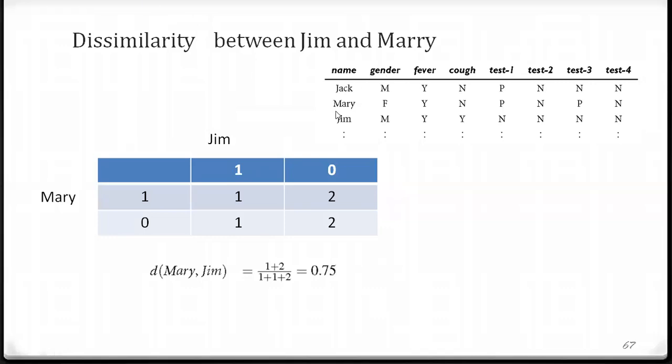The same thing we are computing for Jim and Mary. Jim and Mary, we have YY for fever, which is taken into account here, and NN we have twice. So we are recording it here, and then we have PN twice. So 1 comma 0 is 2, and then NY here. So it's 1 plus 2 divided by 1 plus 1 plus 2. So the answer is 75%. So the dissimilarity is 75%.